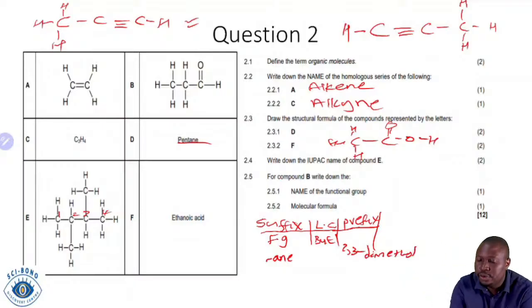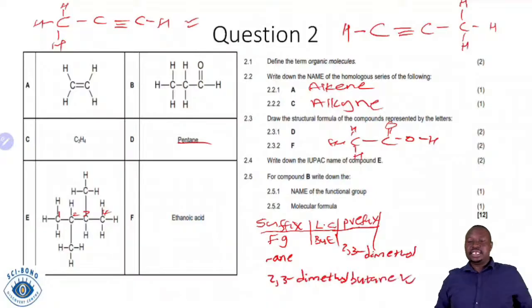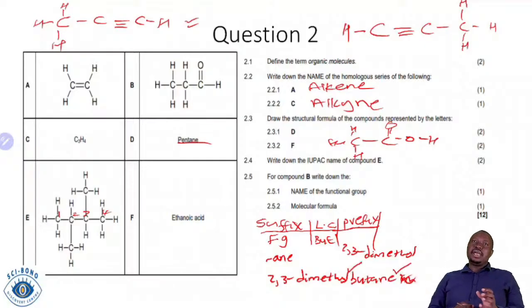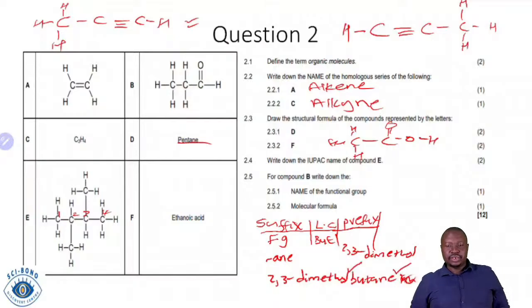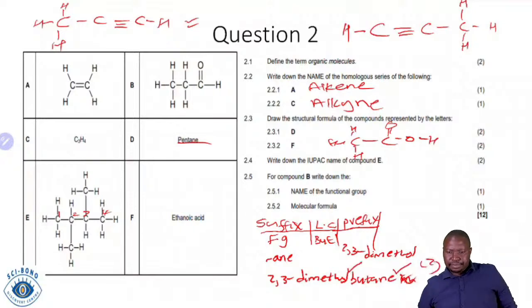Now, when you write the name, you start from the prefix. You'll say 2,3 dimethyl butane. So you're able to do that and you get all your marks. How do we mark this? We'll give 1 mark for butane. We'll give 1 mark for 2,3 dimethyl. Remember, between two numbers there is a comma. Between a number and a letter, there is a hyphen. Please don't forget that, because we do penalize you for that. So you're able to get your 2 marks there.